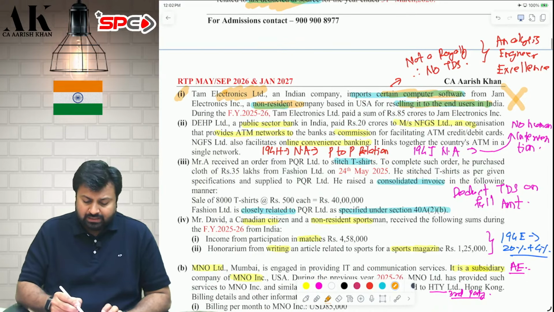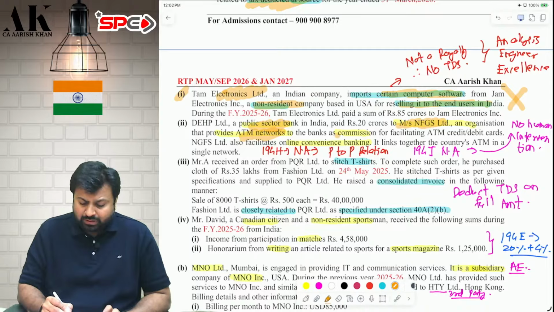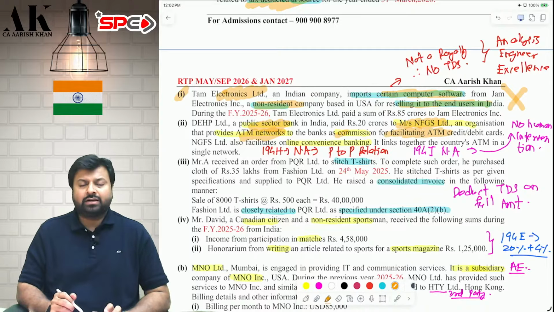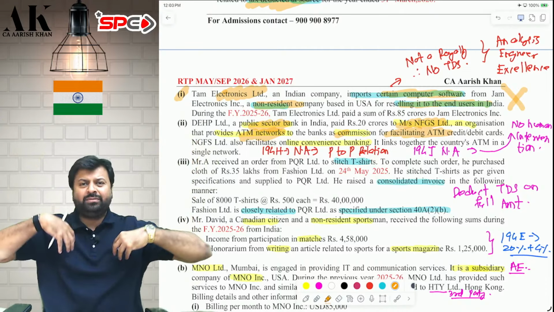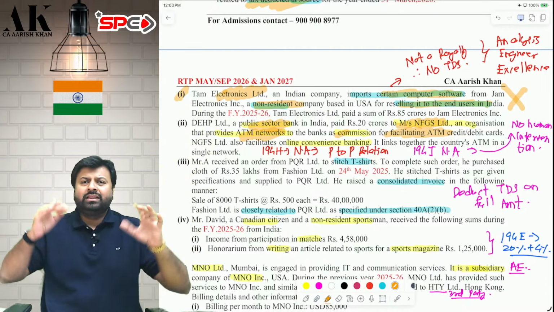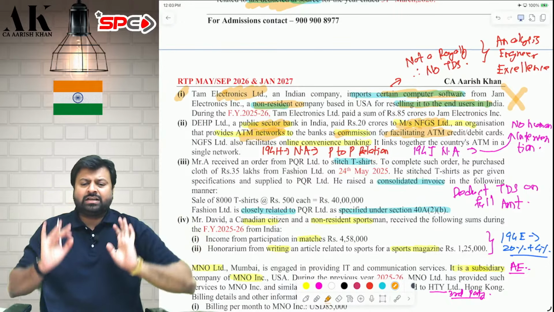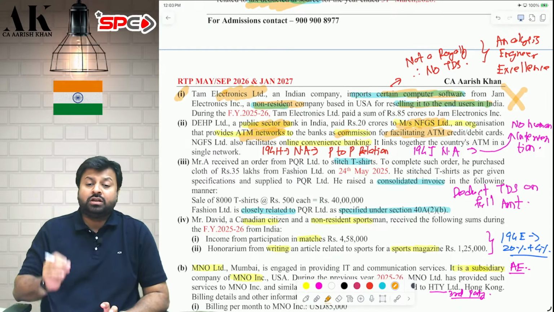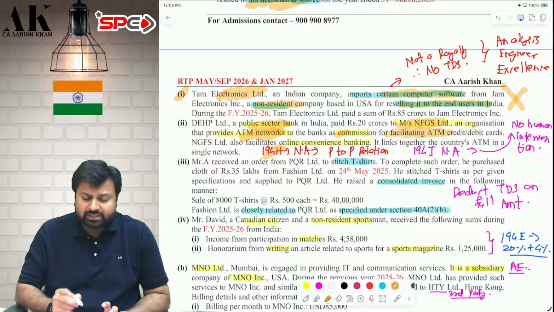Next question. There is a public sector bank which paid 20 crore to a company that provides ATM network to the bank as commission for facilitating ATM, debit card, credit card. So I am a bank, there is a company which is providing me some services, I have paid 20 crore to them, they are providing some ATM, debit card, credit card services to me. So I have paid 20 crore as a commission. Should I deduct TDS? No. 194H is not applicable in this case.